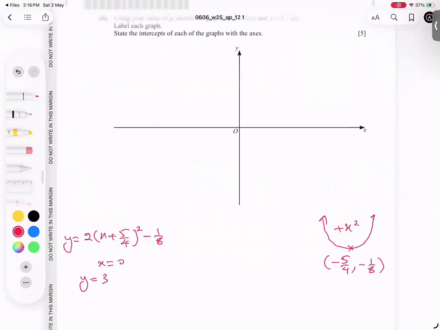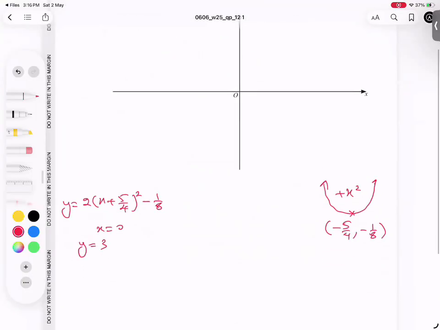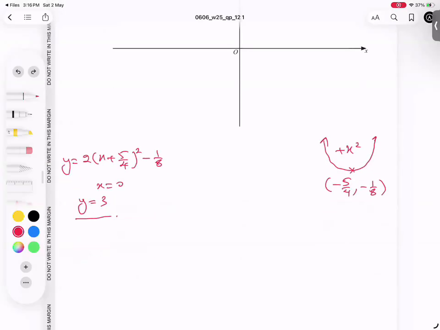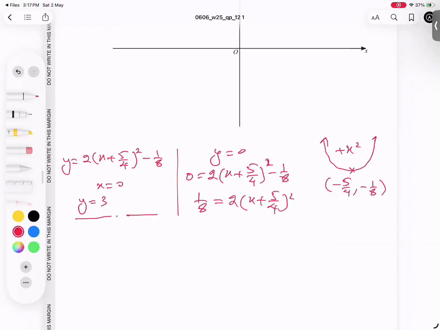And the other point, how to get that one? I will plug in y0. If I plug in y0, students, what is happening then? I do it here even. So 0 is equal to 2 times (2x + 5/4) squared minus 1/8. The 1/8 goes this side, and the 2 will go down. I get 16.